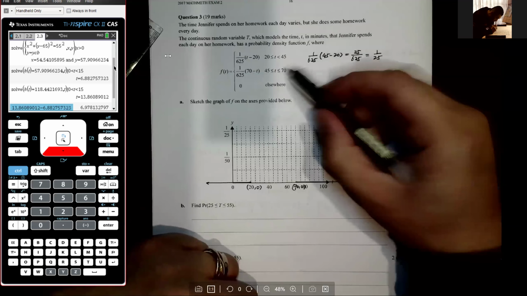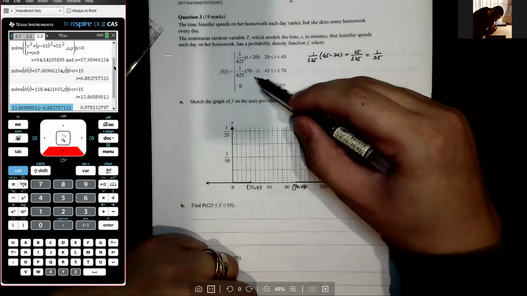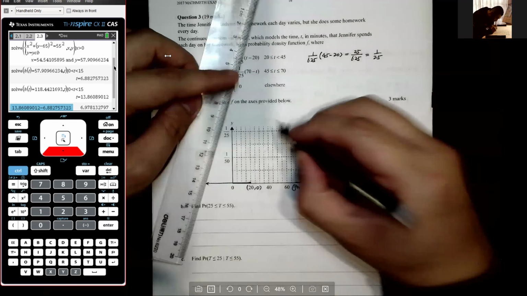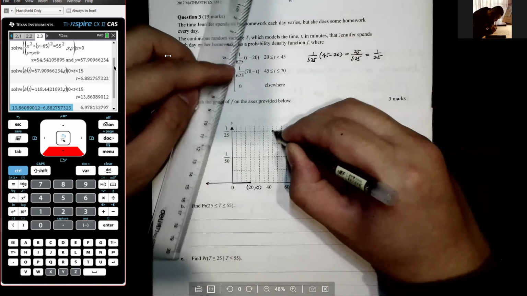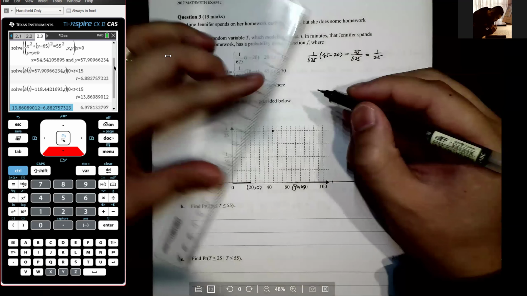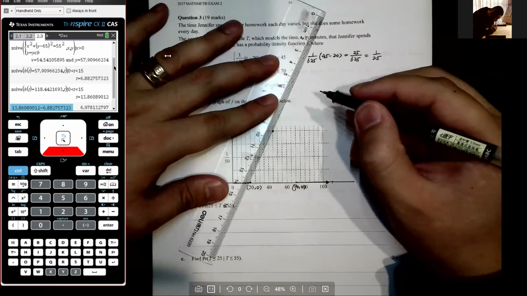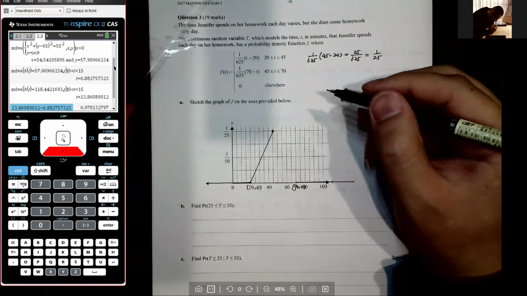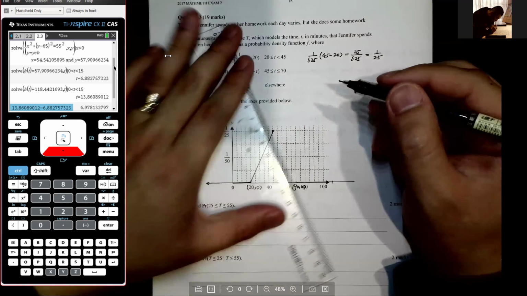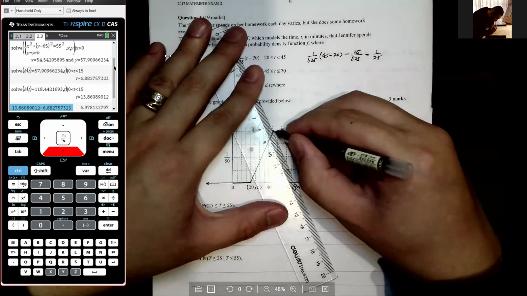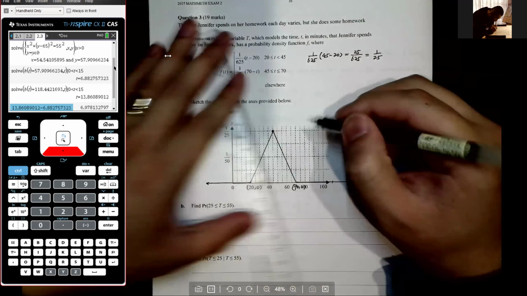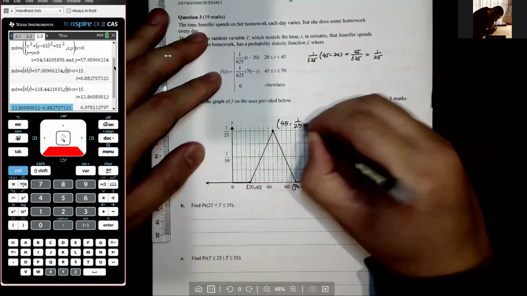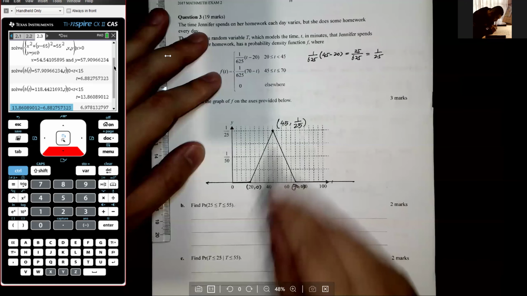If you sub the 45 into either here or here, you get 1 out of 25. So 45, 1 out of 25 is here, okay? So you'll be able to get something like this, a straight line. And also the other part is another straight line, okay? So in actual fact, this 3-mark expression was very straightforward. And you can see the graph is continuous everywhere.